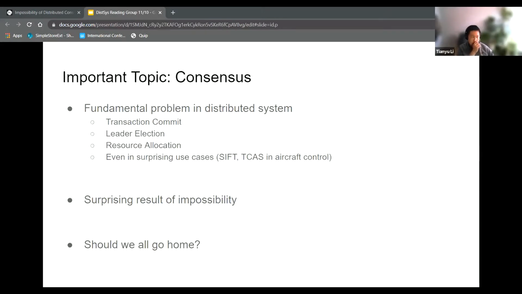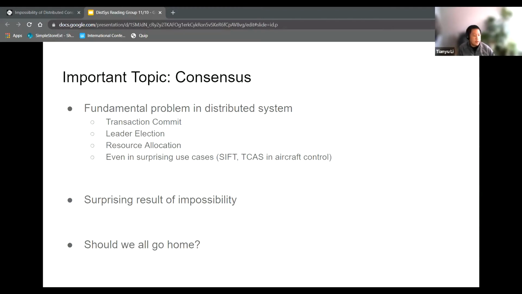Anyway, let's get into the topic of consensus. So I think for this particular group, I don't really need to convince anyone that this is a fundamental problem in distributed systems, right? So the typical use cases include, obviously, if you want to commit a distributed transaction, if you want to do any sort of leader election, resource allocation, or even in non-traditional cases, for example, if you've ever flown on a plane, the distributed consensus is there to keep you safe, to have all the sensors agree with each other, even if one of them is faulty.